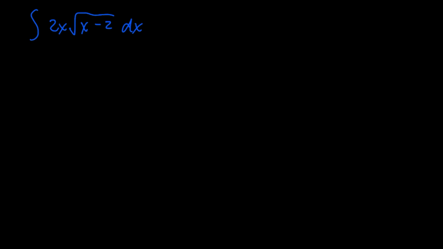So we're going to let u be equal to x minus 2. Then we're going to differentiate this. du now will be equal to dx. Then from this equation, we can write x as u plus 2. So let's rewrite our original integral.